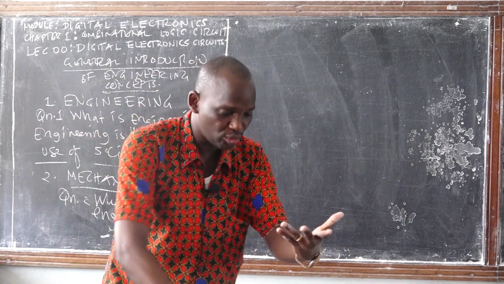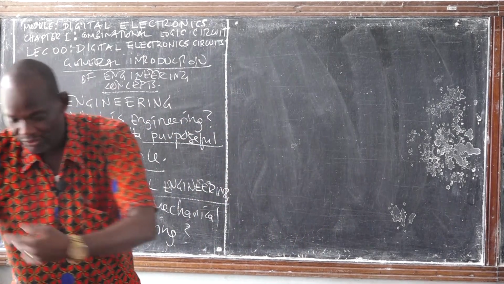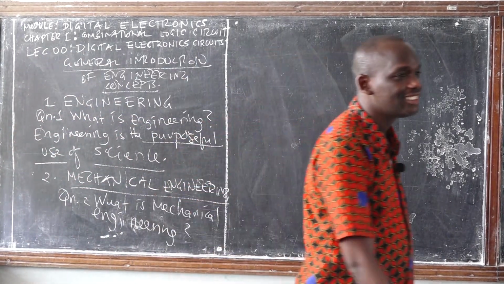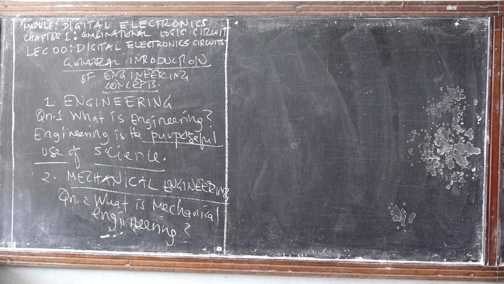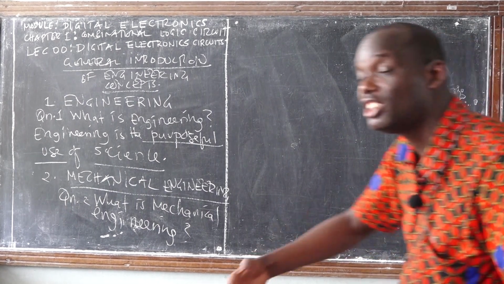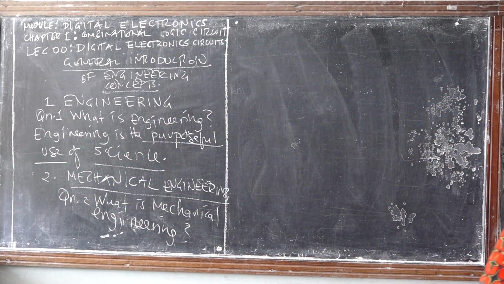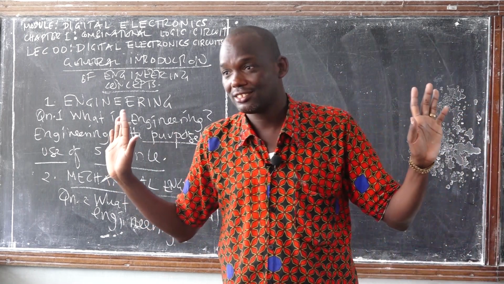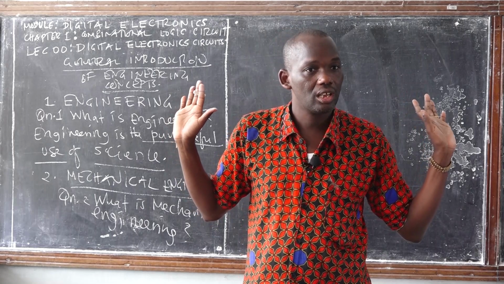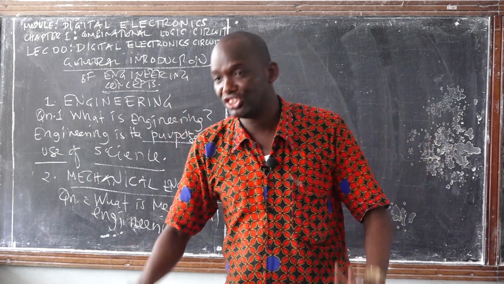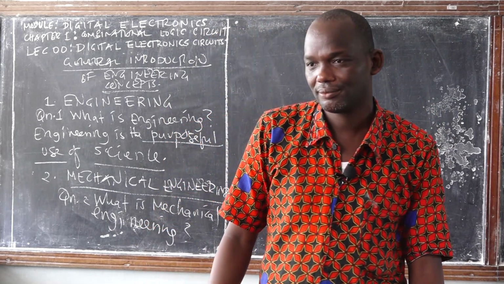Form 1, Form 2, Form 3, Form 4, Form 5, Form 6. How many years? 6 plus 5? So for 11 years, we have been preparing you to study about what? Engineering. So don't tell us that engineering is a new terminology in your mind. It's according to what you have been looking for. So you're a political engineer. Because also you are political engineers, especially in our country, Tanzania.